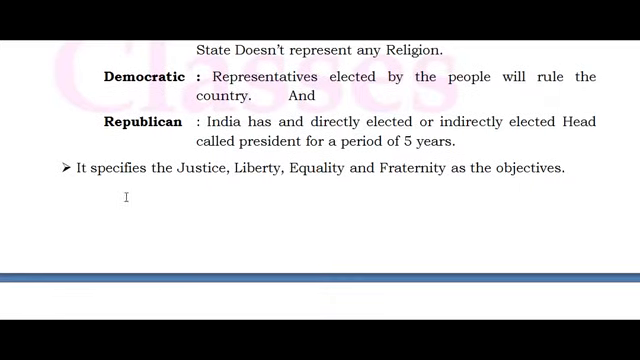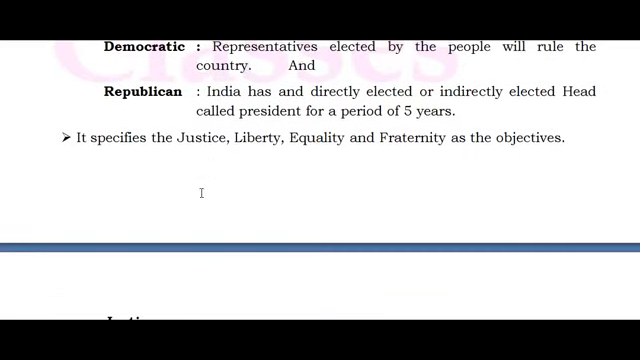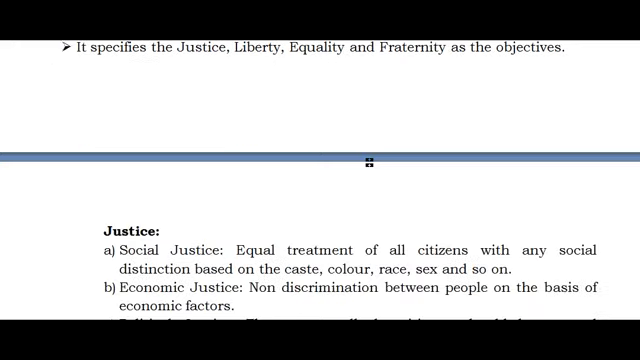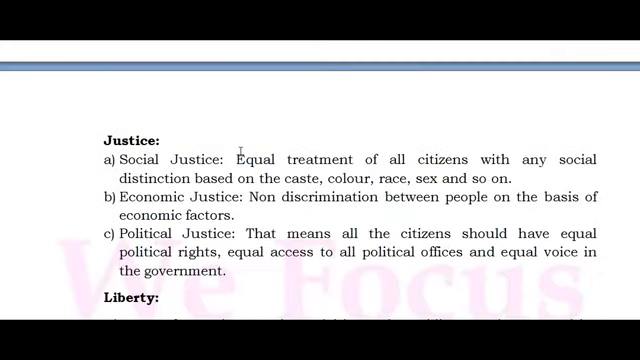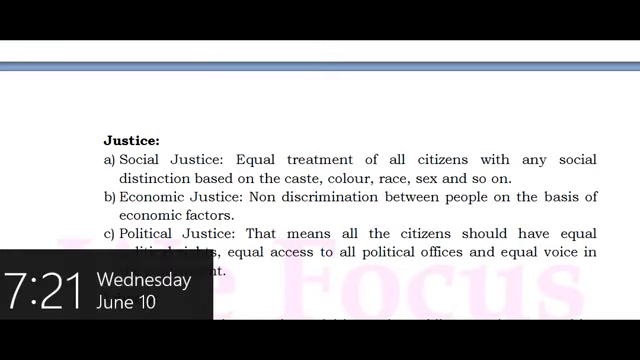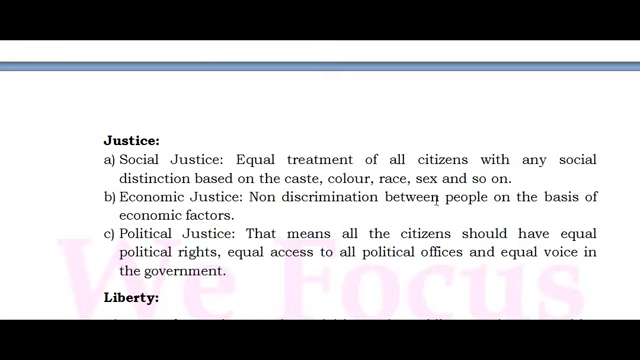And it also specifies justice and liberty. So it specifies that we are going to attain justice, liberty, equality and fraternity as the objectives. What is the meaning of justice? What kind of justice? Social justice. What is the meaning of social justice? We treat all citizens equally without any social distinction based on caste, color, race, sex and so on. We don't say that this is the upper caste and this is the lower caste, we don't discriminate against people based on caste. We give equal opportunity to everyone.